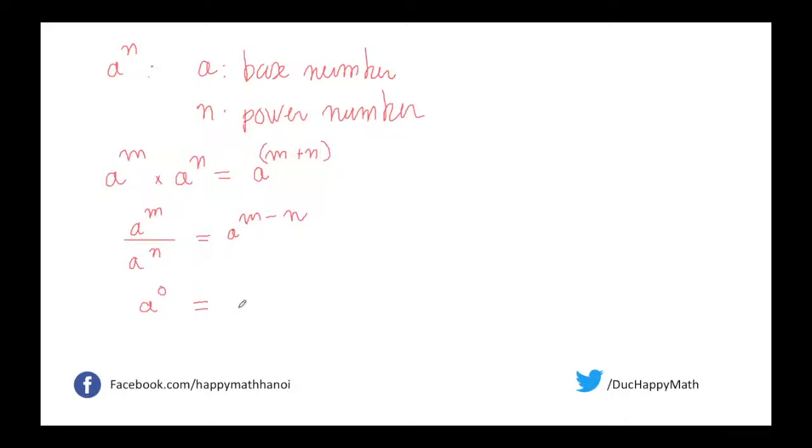Okay. So continue with the special power numbers. a power to 0 is always equal to 1. And a power to 1 is always a.